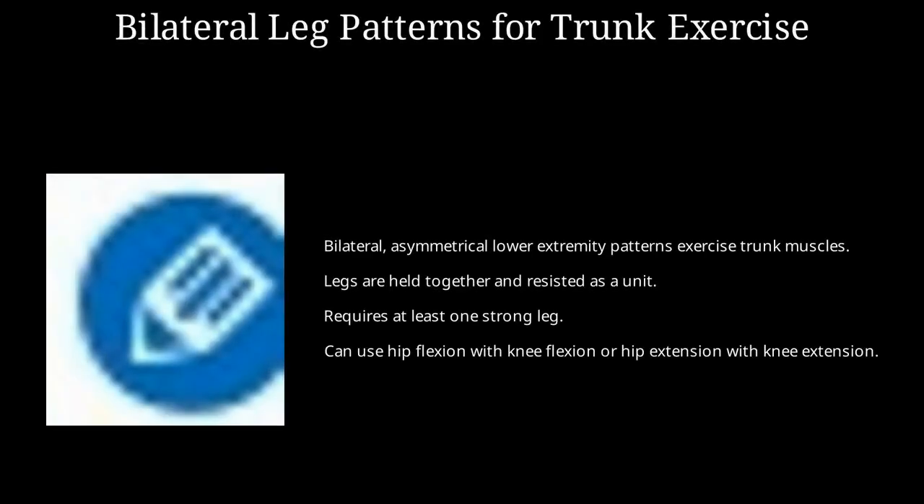Bilateral, asymmetrical lower extremity patterns are used to exercise trunk muscles. The legs are held together and resisted as a unit. These patterns require at least one strong leg and can be performed with various knee motions, typically hip flexion with knee flexion or hip extension with knee extension.